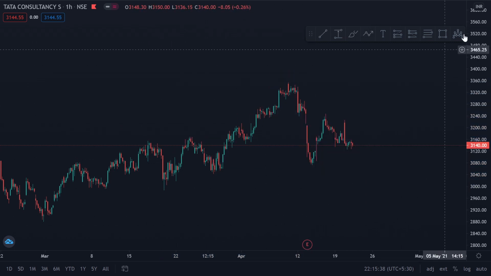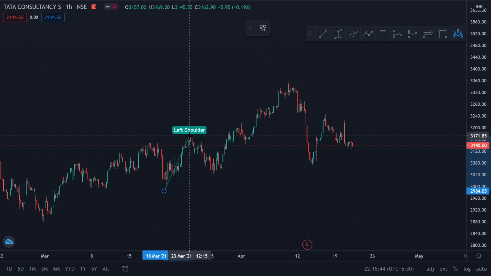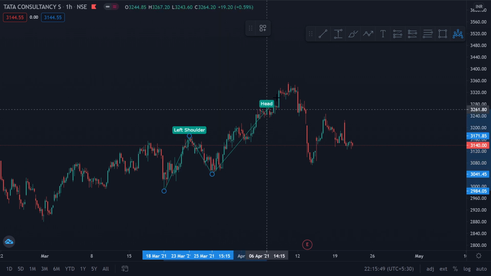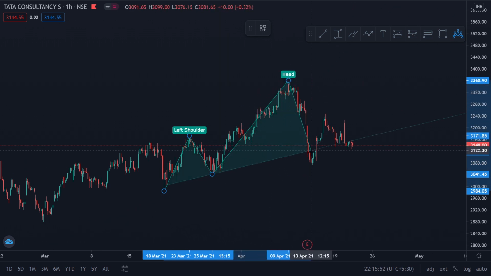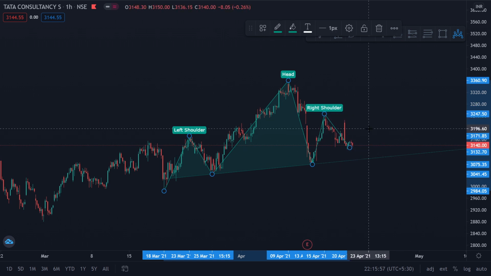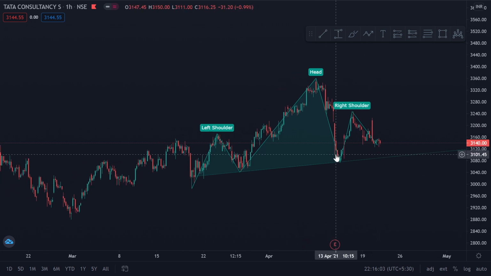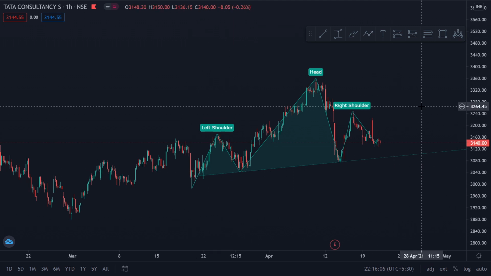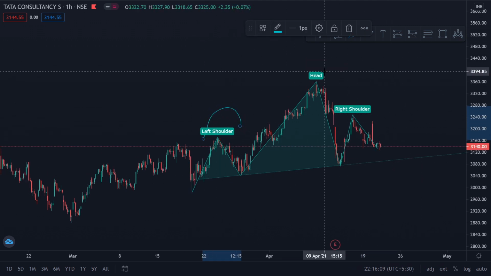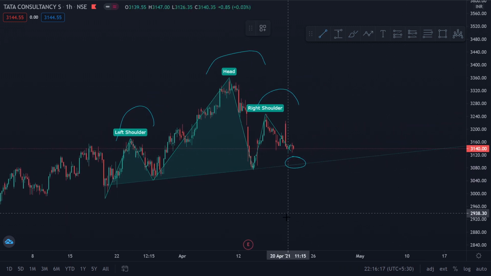So if I want to mark this, I will first put it at the base of the left shoulder, then click the topmost point of the left shoulder, and then click again the neckline point, then the head, again the neckline, the right shoulder, and I will click the last point wherever it is being formed. So this is how the head and shoulders tool is used in TradingView. Now as you can see, TCS has formed a left shoulder, a head, and a right shoulder, and is approaching its trend line gradually. Now what will you do? Obviously, if it breaks, you will take.